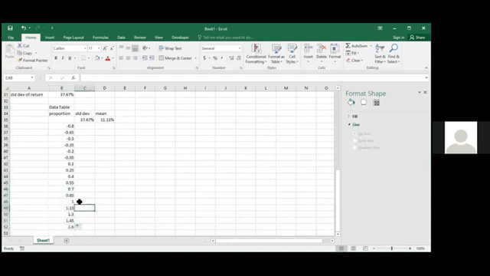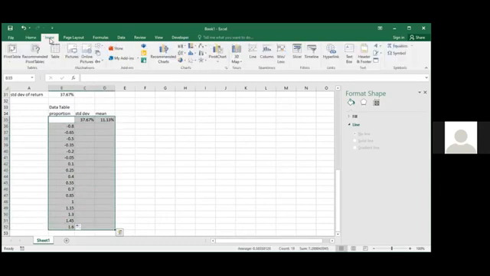Then now already starting point negative 0.08, we add 0.15. Now you can highlight the range here. Then insert. You can see here.